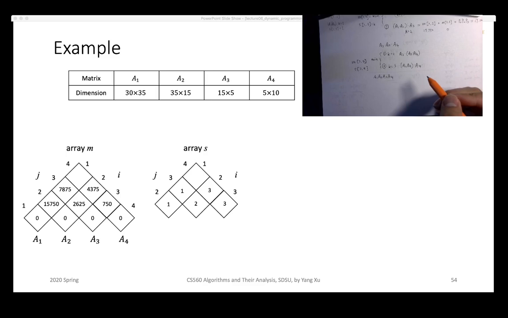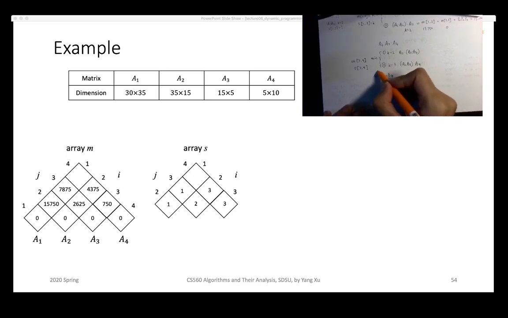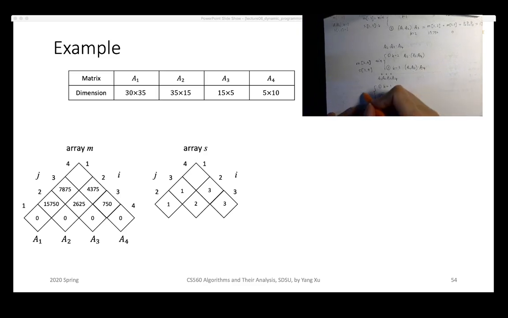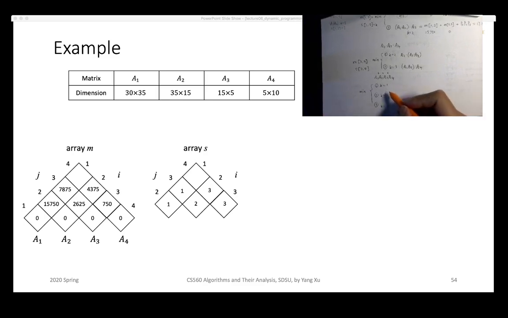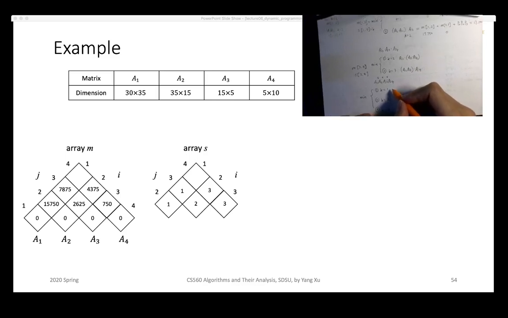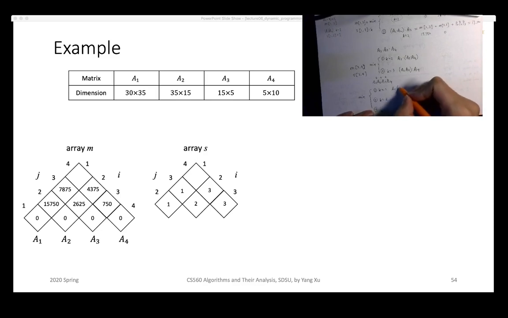Okay, so now we have 3 possible positions to place our K, to place our split. K could be 1, or K could be 2, or K could be 3, and we want to choose the one option that gives us the minimal cost. Okay, so for K equals 1, we are actually doing A1 times brackets A2, A3, and A4.